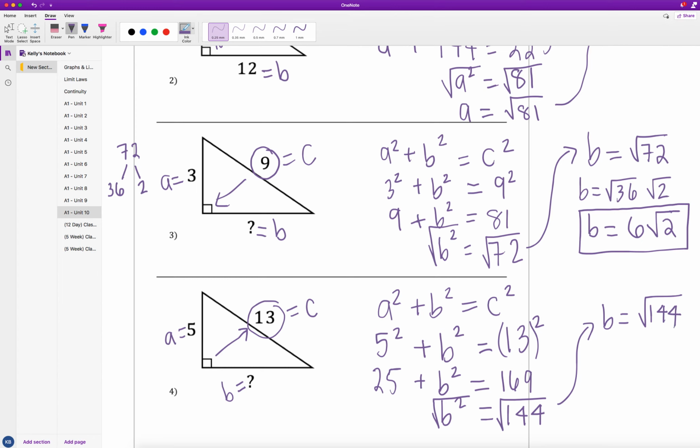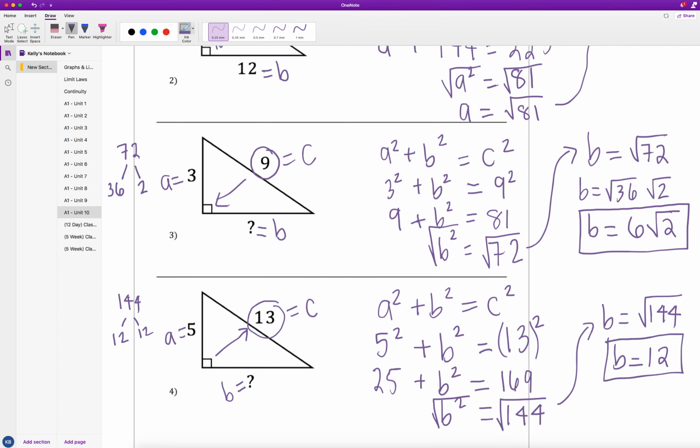This can also be simplified down further. 144 is actually 12 squared. So 144 factors as 12 times 12. So the square root of 144 then would be positive 12. And that will be our final answer for example 4.